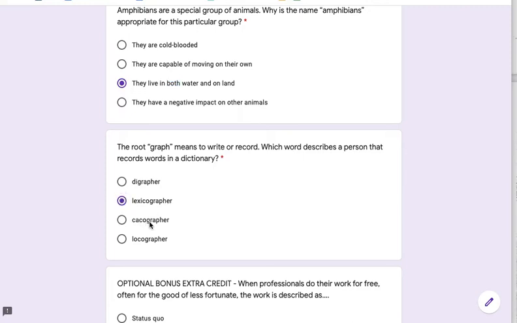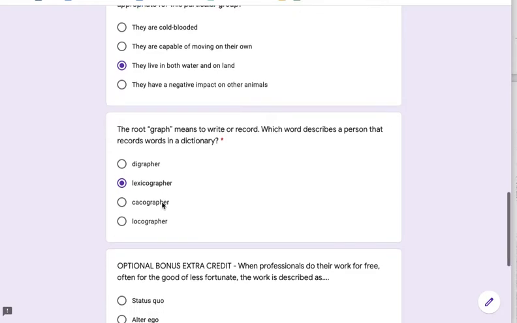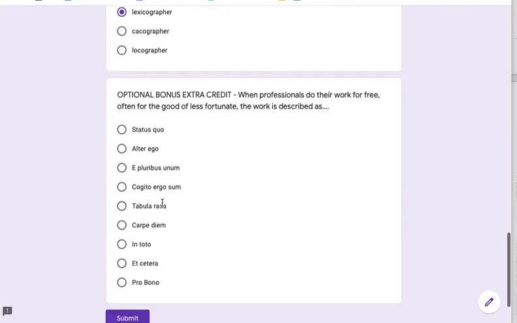A cacographer would be a bad writer. And a locographer would be like a place writer. So that doesn't make sense. So the answer must be this. Even though I don't know what a lexicographer is, I'm getting the answer right.